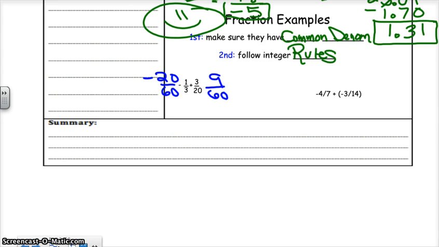Notice I just kind of put the negative with the top, and that's what I want you to do. Keep the negative no matter if it's on the side, bottom, or anything. Put it on the top. The negative can be anywhere. So now I have this, negative 20 over 60 plus 9 over 60.